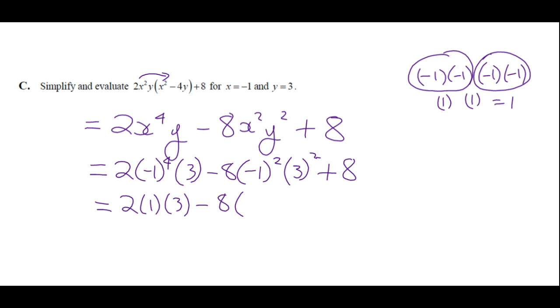What's negative 1 squared? What do you get when you square a negative? Positive, right? So that's a 1. What's 3 squared? 9.